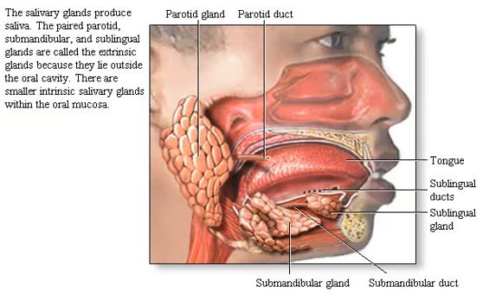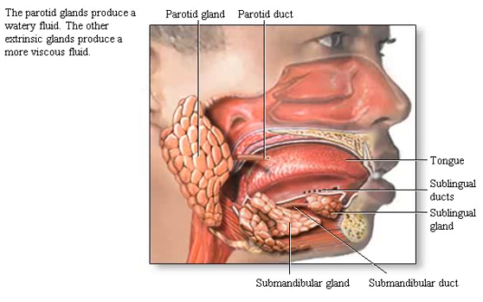The salivary glands produce saliva. The parotid, submandibular, and sublingual glands are called the extrinsic glands because they lie outside the oral cavity. There are smaller intrinsic salivary glands within the oral mucosa. The parotid glands contain only serous cells that produce a watery fluid containing enzymes, electrolytes, and a small amount of mucin. The other extrinsic glands contain both serous cells and mucus cells that produce a more viscous fluid.